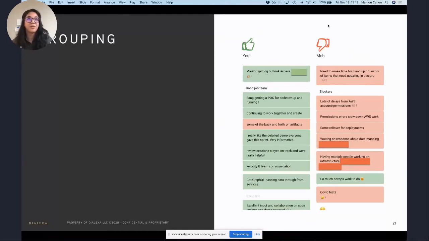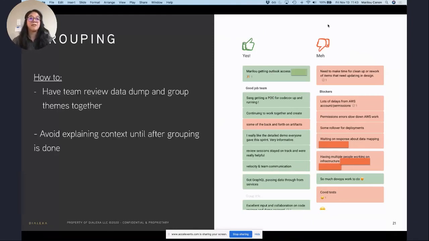This is a real live example of what my team had grouped together, and I blocked out things, not to out my client, but just not to show any client sensitive data. In grouping, this is where you have the team review the data dump and group things together. Avoid explaining context until after grouping is done. I know the tendency for people is to say, oh, I meant this. Same mind, we should know what the context is together. If not, let's just group things into common themes to provide context later to really understand and provide that perspective.